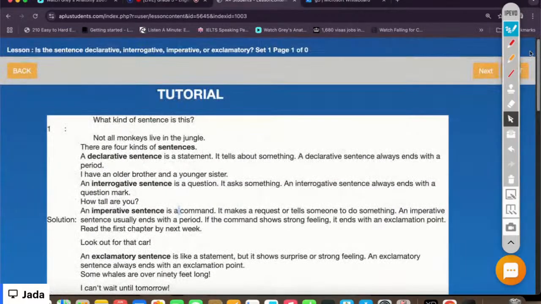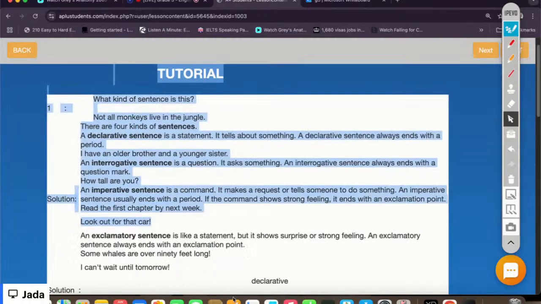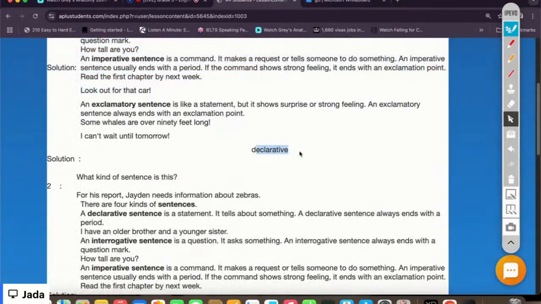So let's look at some questions. What kind of sentence is this? Not all monkeys live in the jungle. And that will be what? A declarative, because you're telling us about something. Not all monkeys live in the jungle.